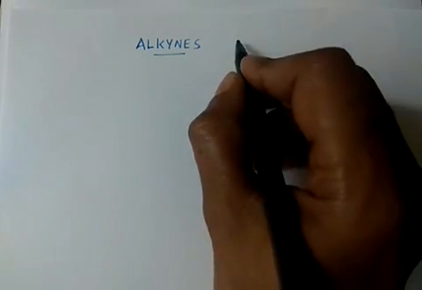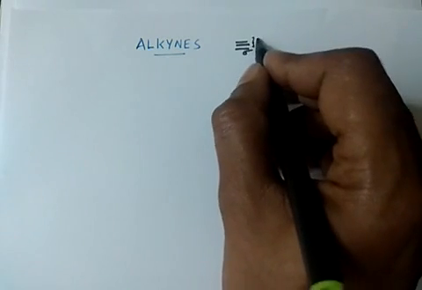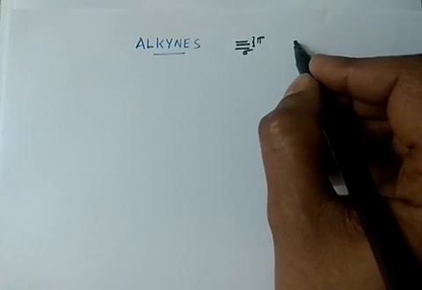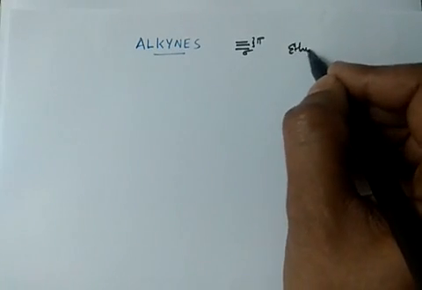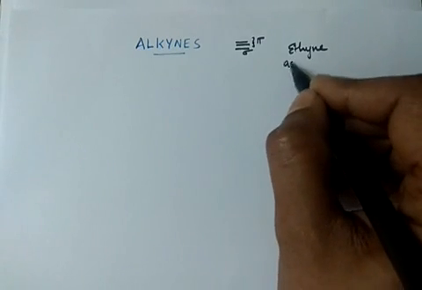Dear students, today we are going to learn about alkynes. You know, alkynes are triple bonded compounds. One of the bonds is a sigma bond and the other two bonds are pi bonds. And which is the simplest alkyne? The simplest alkyne is ethyne, also called acetylene.